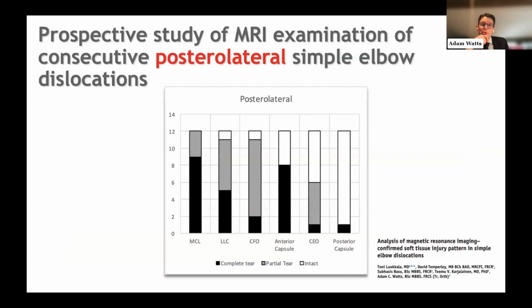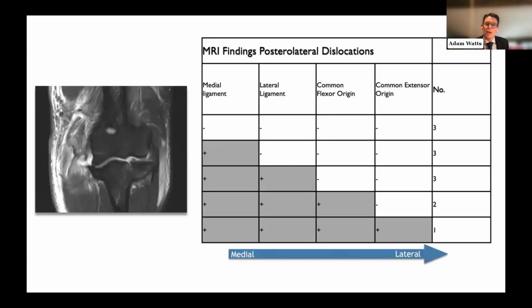So we conducted a prospective study of all the simple dislocations coming to the clinic, and what we found was exactly the same pattern of injury as our rugby players. So the injury starts on the medial side. Every case has a torn medial ligament. Some have lateral ligament injuries, most have lateral ligament injuries, then common flexor origin, and then common extensor origin. That's for posterolateral dislocations, which is about 90% of the injuries.